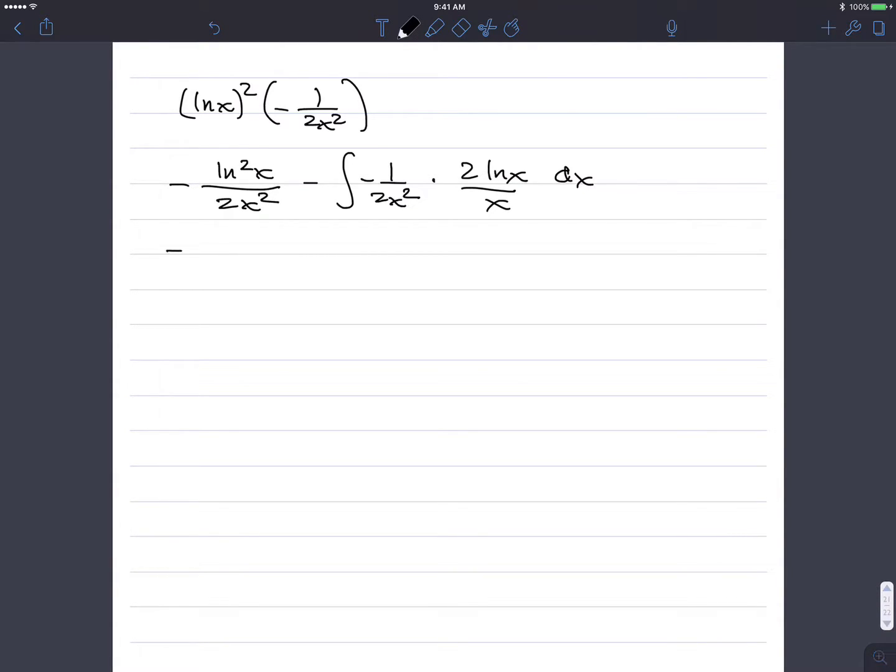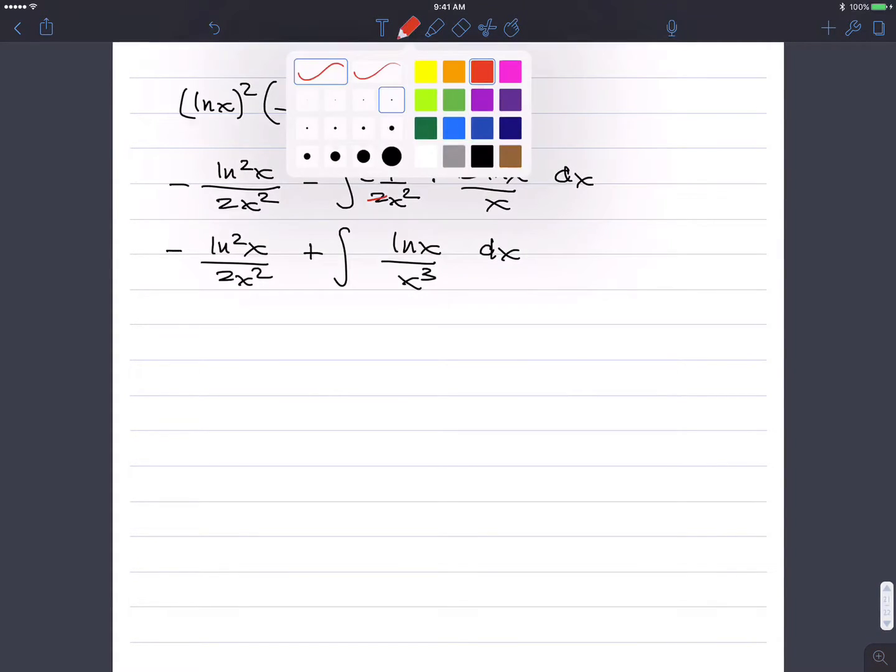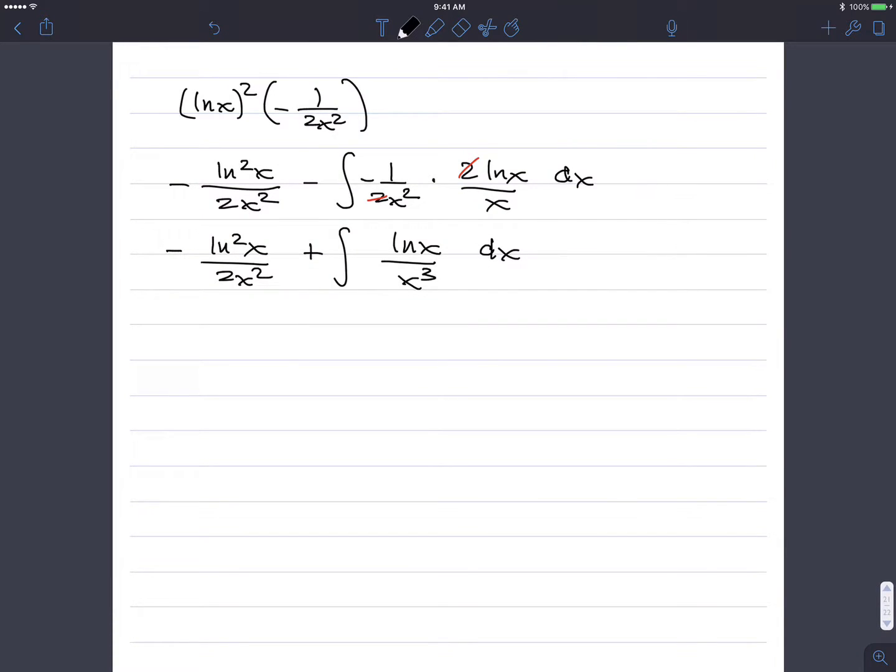Let's see if we can simplify this. This is natural log squared x over 2x squared plus 1/2 integral. Actually, if we look at this, our 2's cancel. So we'll have natural log x over x cubed dx. Notice that the 2's cancel. And so this is what we end up with. So now I have an integral of natural log x over x cubed.